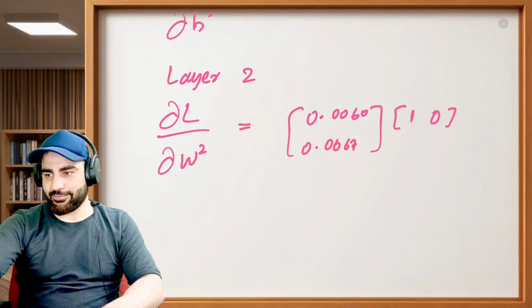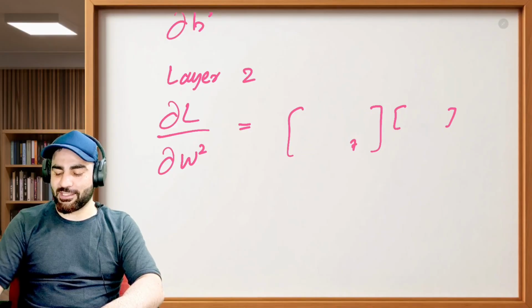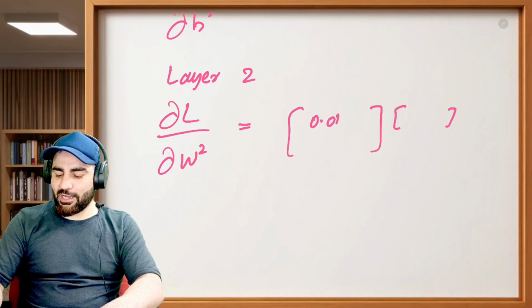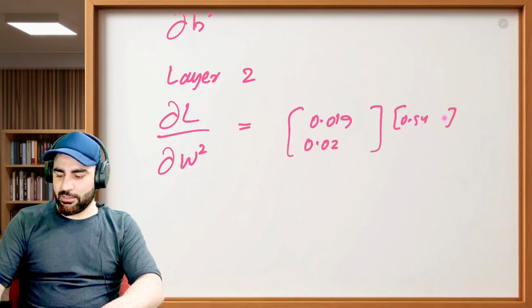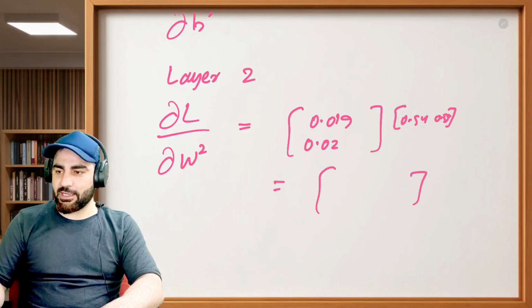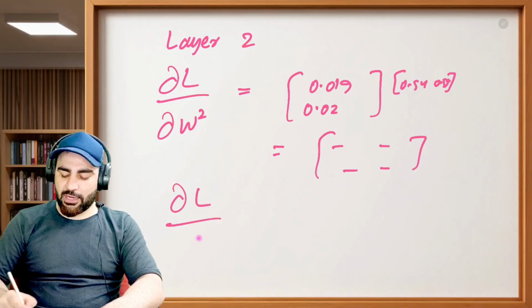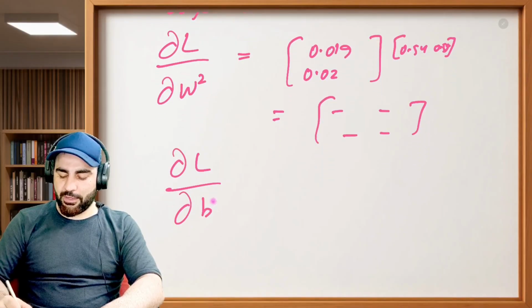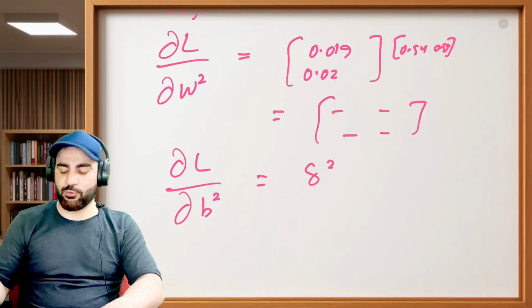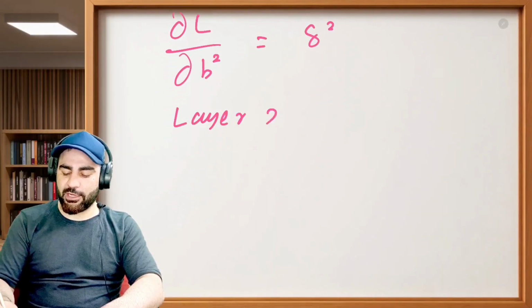Sorry, I'm pasting the value for layer 1 because that's how I got this input x. So I should take the value 0.019, and this value is 0.02. This is 0.54, 0.59. Once you multiply them, you will get a 2 cross 2 matrix of some values over here. And then you have to do dou L by dou B2, and you will get directly dou 2. On doing this, you will then have to compute for the next layer.